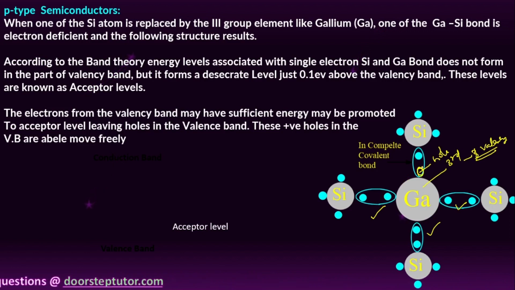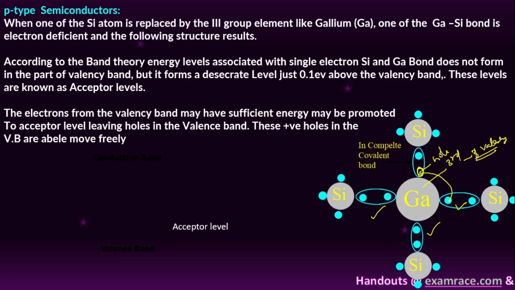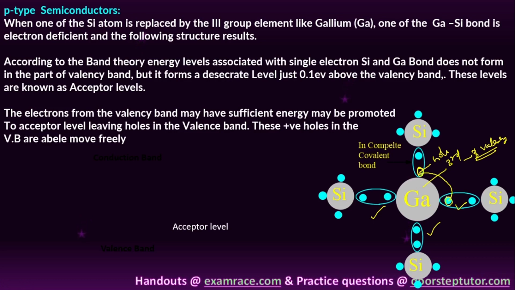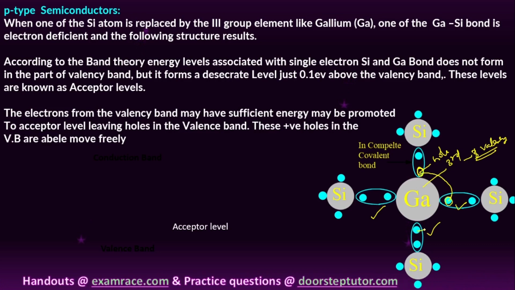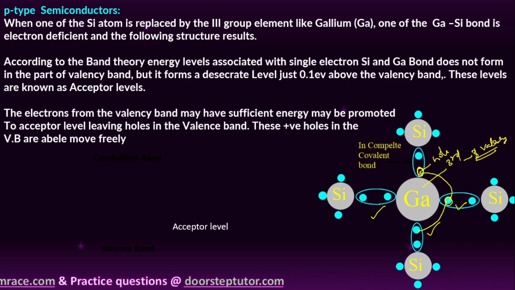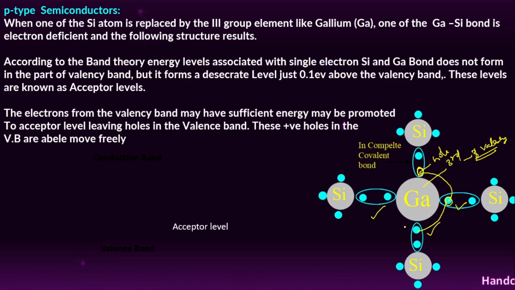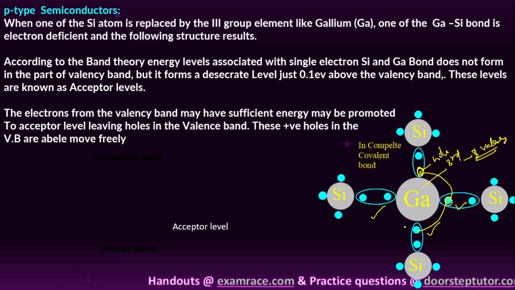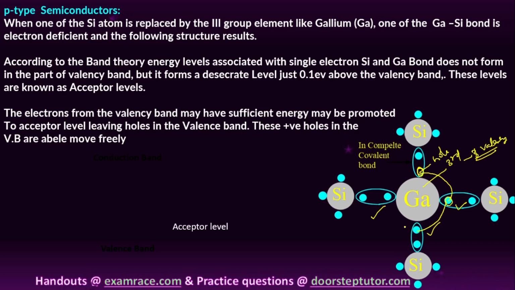So what does it cause, right? For example, this electron moves to here, so then here it creates a hole. Another one, here you can see this electron is moved to here, it creates a hole. So these holes in the valency band are able to move freely. Therefore these positive holes cause conductivity in p-type semiconductors.